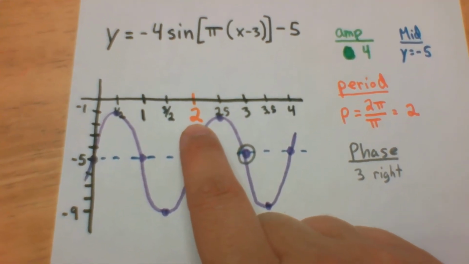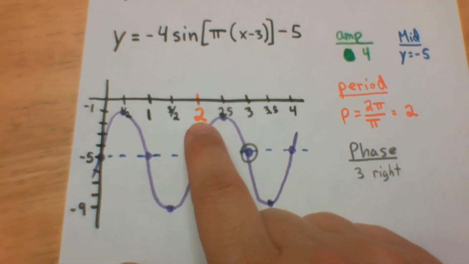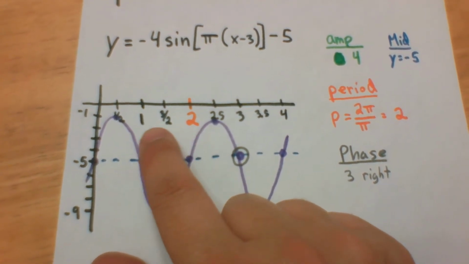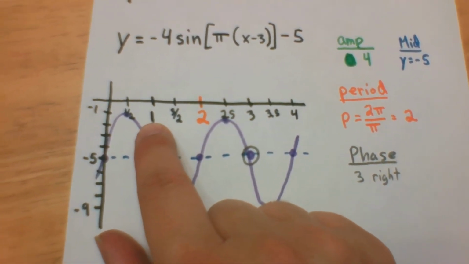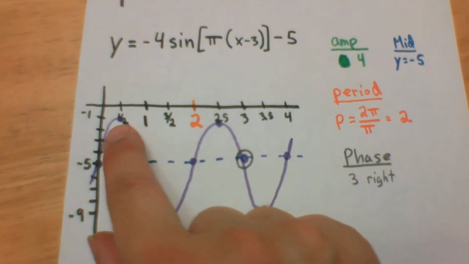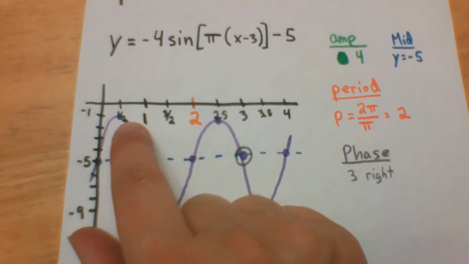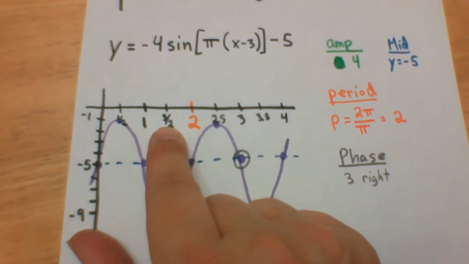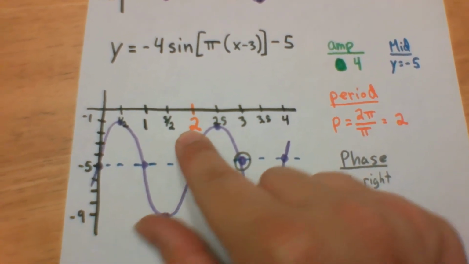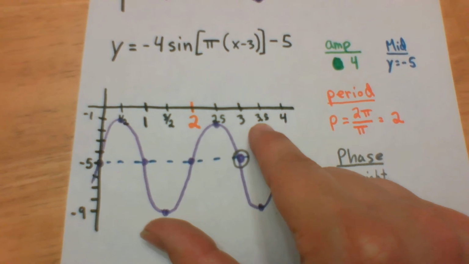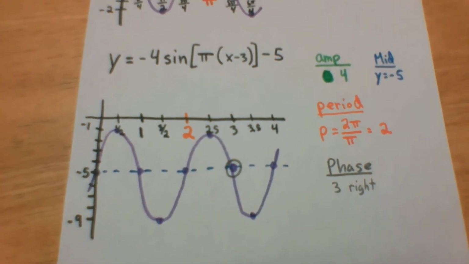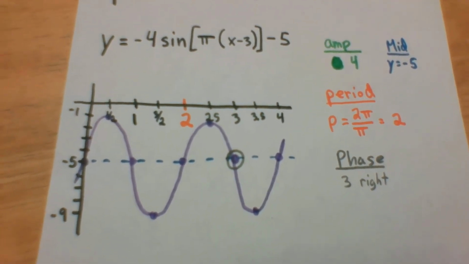Again, a wave has 4 parts, so you take that 2 and cut it into 4 pieces. I cut it in half to get 1, and I cut it in half again to get a half. So I'm counting by 0.5s. So 0.5, 1, 3 halves is technically 1.5, 2, 2.5, 3, 3.5, 4. So those are all the sections of my wave.